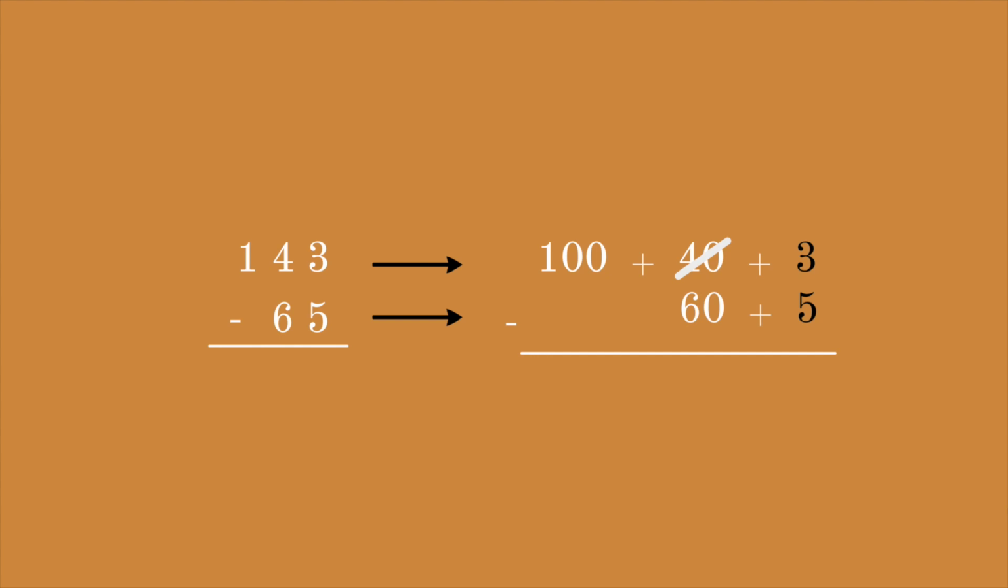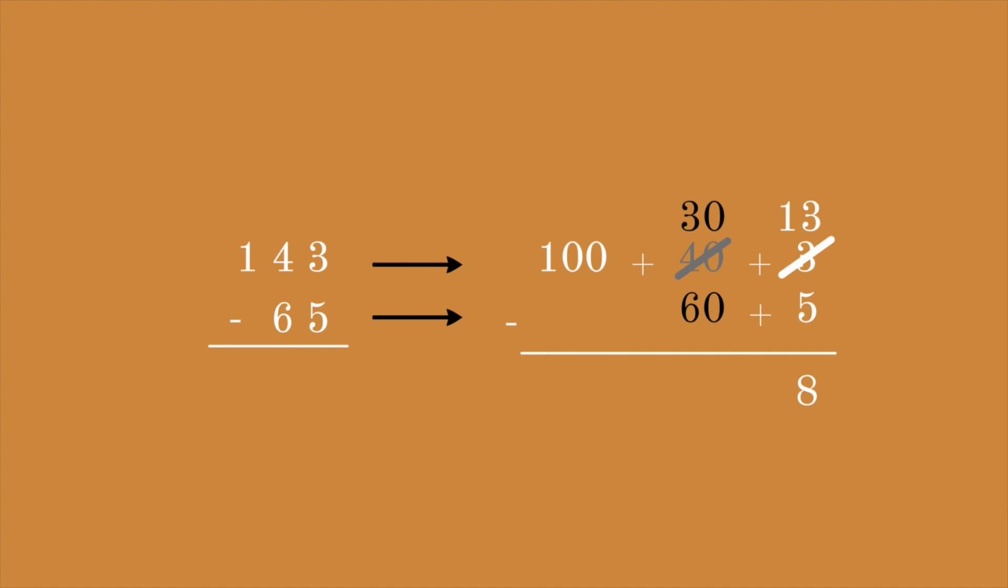We'll take a 10 from 40 and move it over into the ones place. 10 and 3 makes 13. So now 13 minus 5. I know 5 and 5 makes 10, and then 3 more makes 13. So 13 minus 5 is 8. Now let's look over into the tens place.